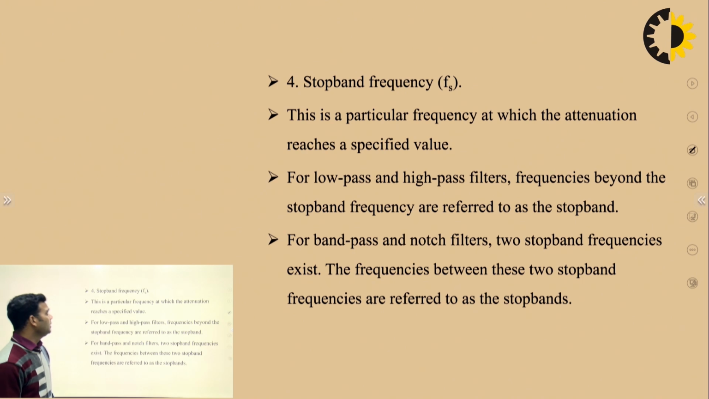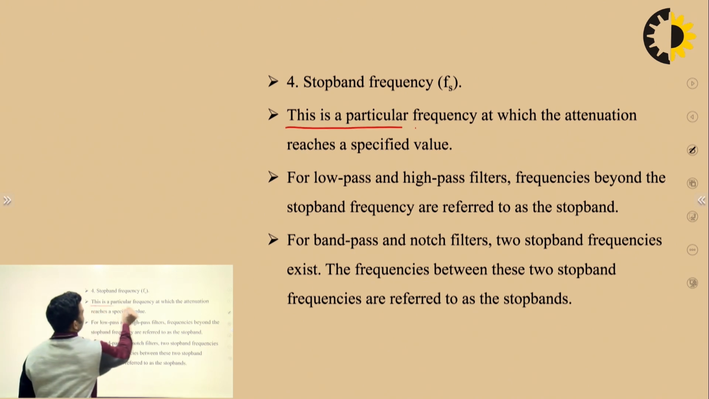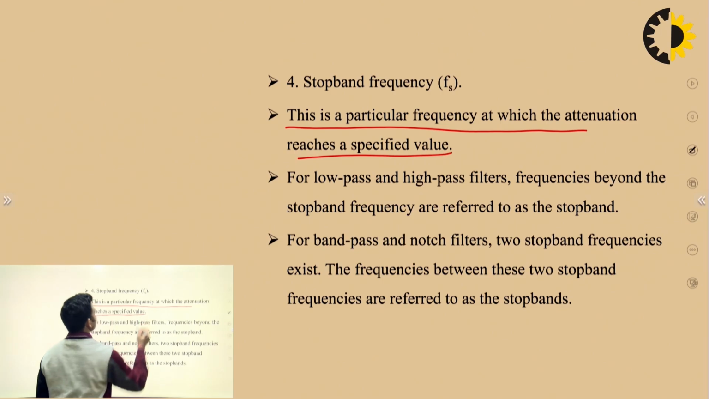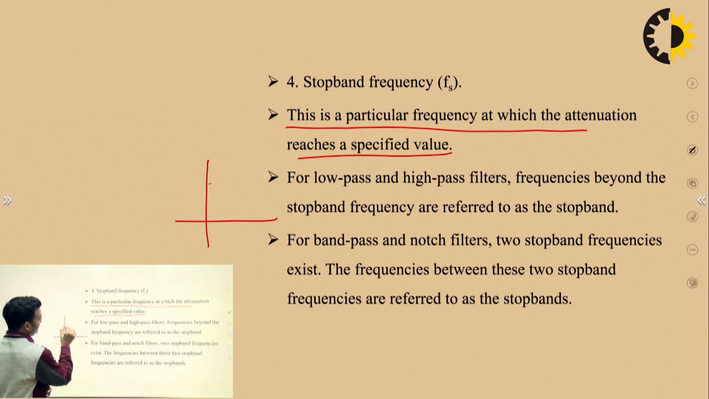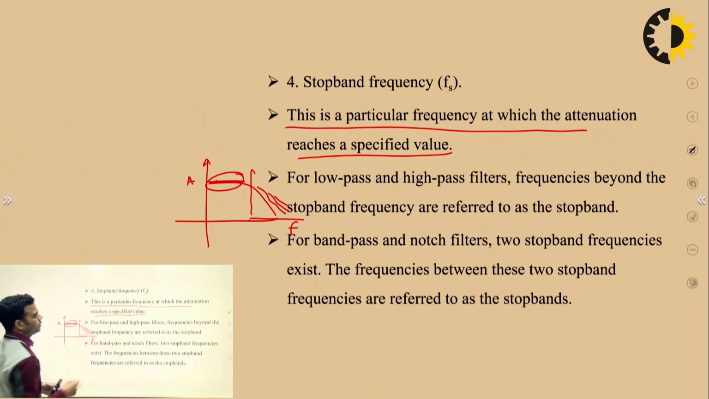Now, stop band frequency. This is a particular frequency at which the attenuation reaches a specified value. For example, if I take this response, this is frequency, this is gain, then here we have sufficient gain, but in this region attenuation is increasing. So, if we are going into the stop band, then this particular frequency at which attenuation reaches a specific value, you can mention that attenuation, and depending on that you will have that stop band frequency.